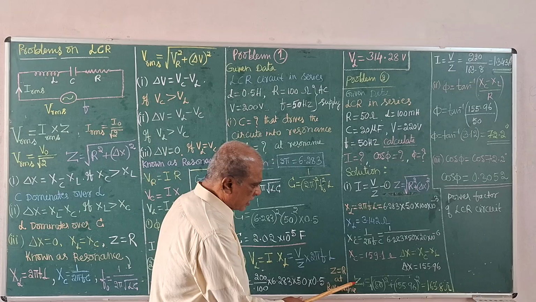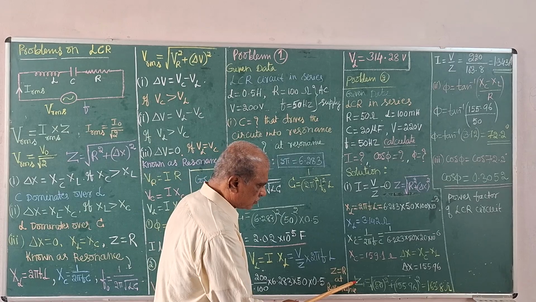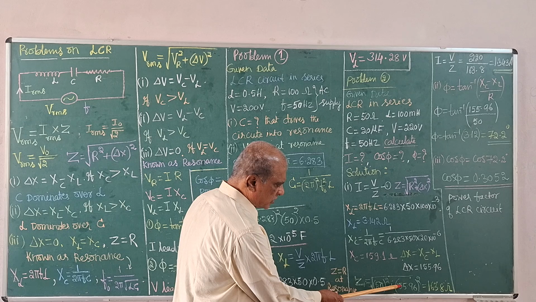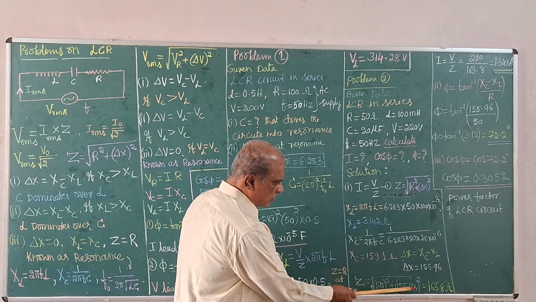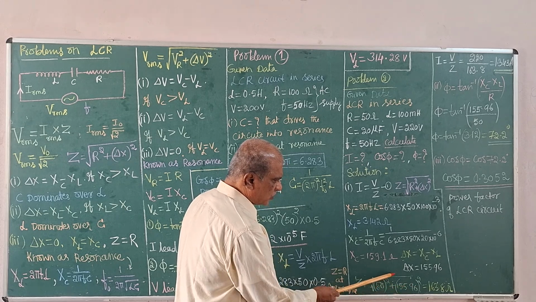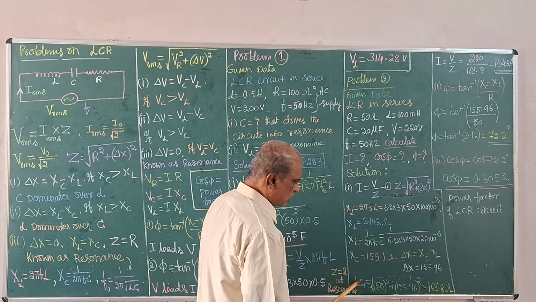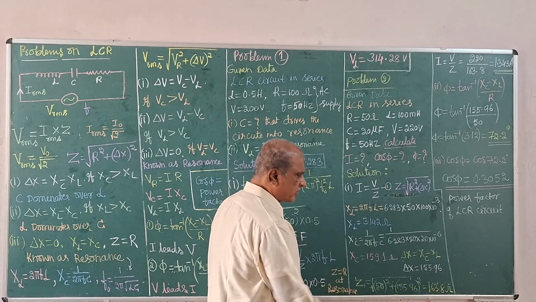With these values, calculate the value of Z. Given the value of R, and this is what you have calculated, take the whole square. Simplify inside, then take the root of it, and you get this value. It is again in ohm. This is the impedance, 163.8.